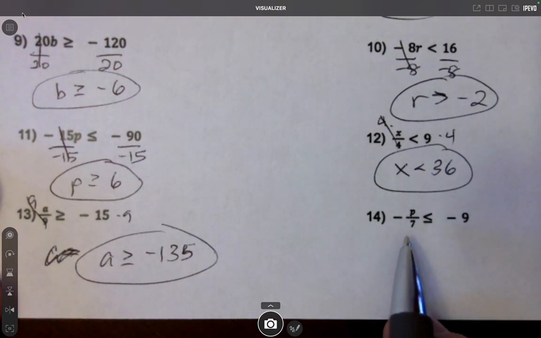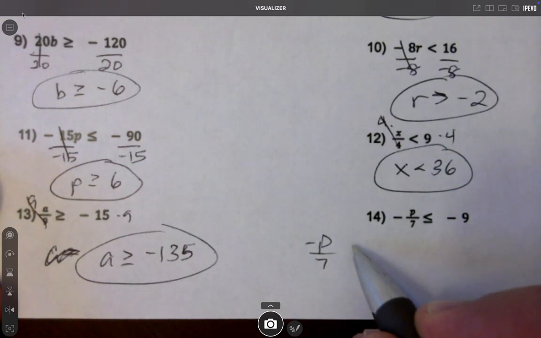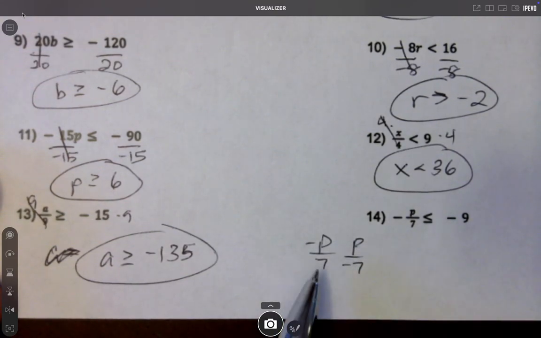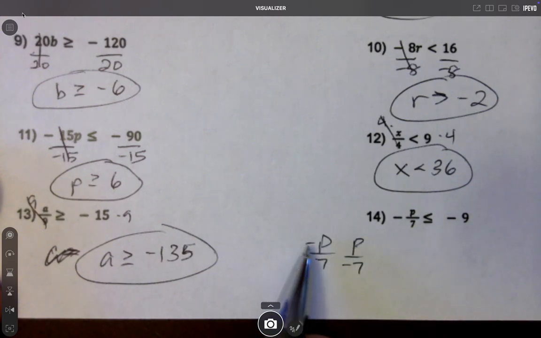Okay, a reminder, when you have a negative with a fraction, you can put the negative anywhere you want. So they put it out front, but we could treat it just like it's negative p over 7, or treat it like it's p over negative 7. These three all mean the same thing. The negative can be out front, on top, or on the bottom.